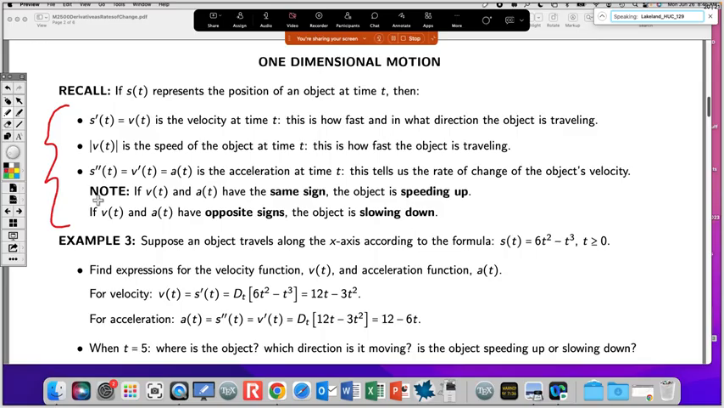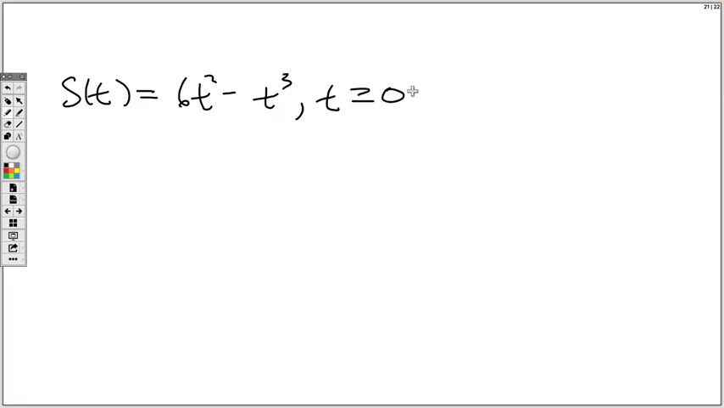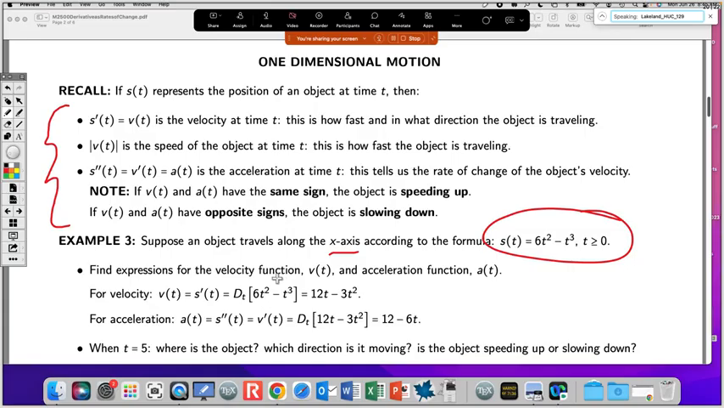Suppose an object travels along the x-axis according to this formula. So let's check that out. S of t is 6t squared minus t cubed for t bigger than or equal to 0. Find expressions for the velocity and the acceleration.